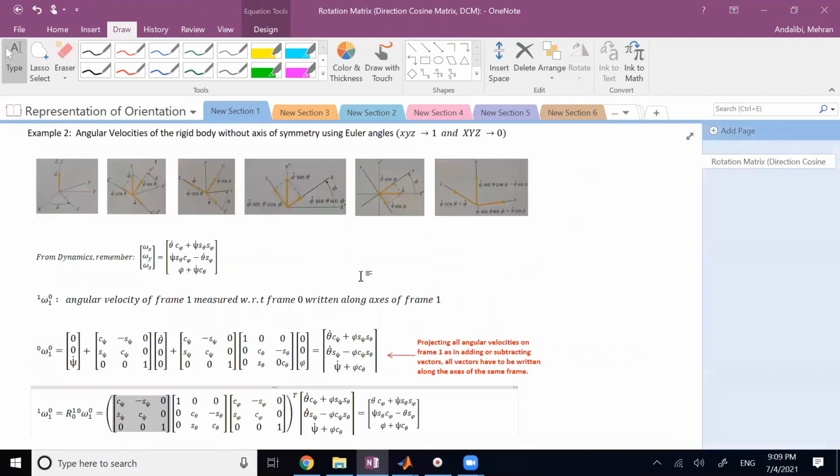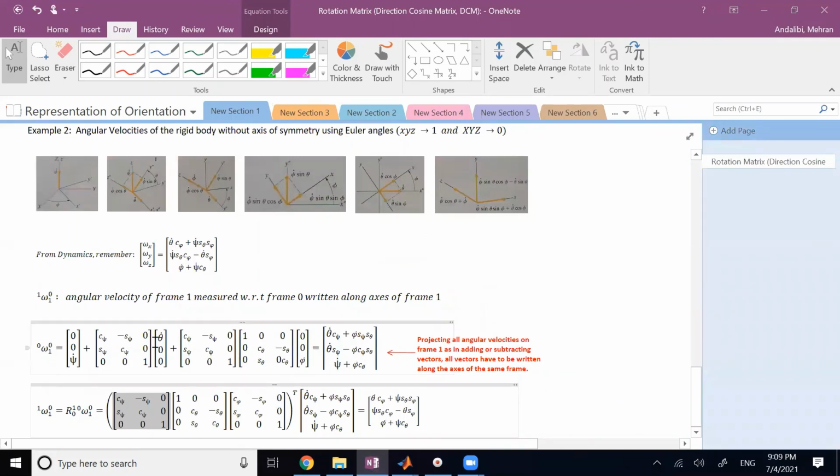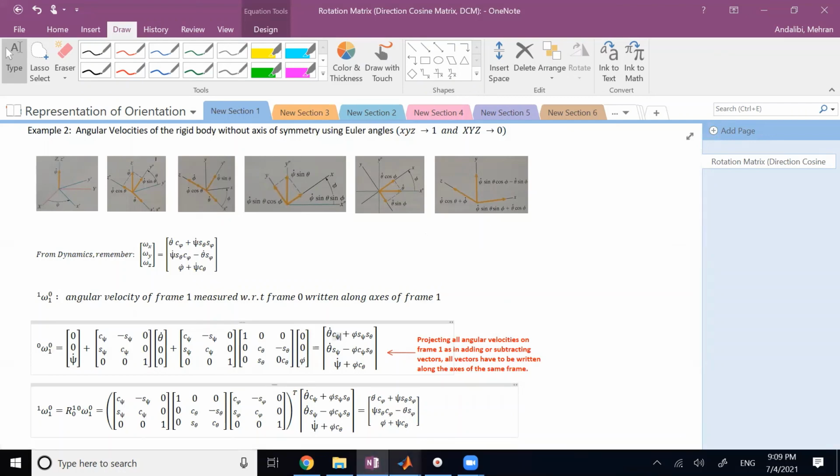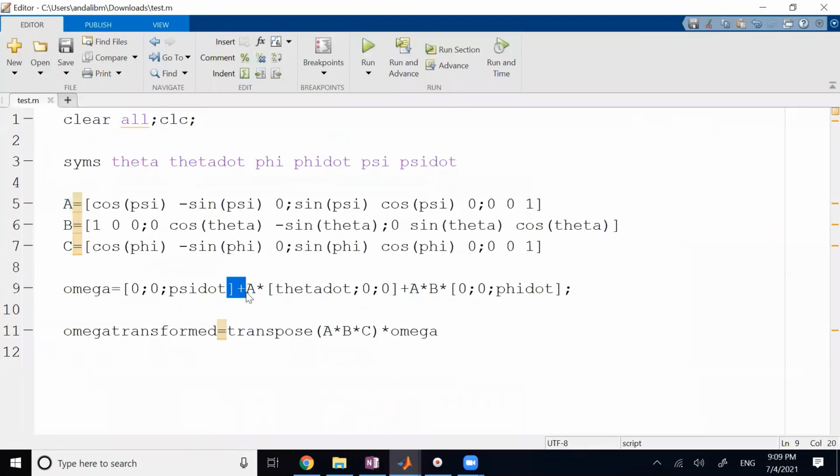The other thing is, let's say I wanted to add these vectors together. I first formed my psi dot vector along Z, multiplied the first matrix A by the theta dot, 0, 0 vector, and then added the product of the first two matrices times 0, 0, phi dot to get my omega of 1 with respect to 0 written in 0. So this is what you can see here: A times theta dot, A times B times phi dot, and then psi dot, all added together. So this omega is that omega 1, 0, 0.